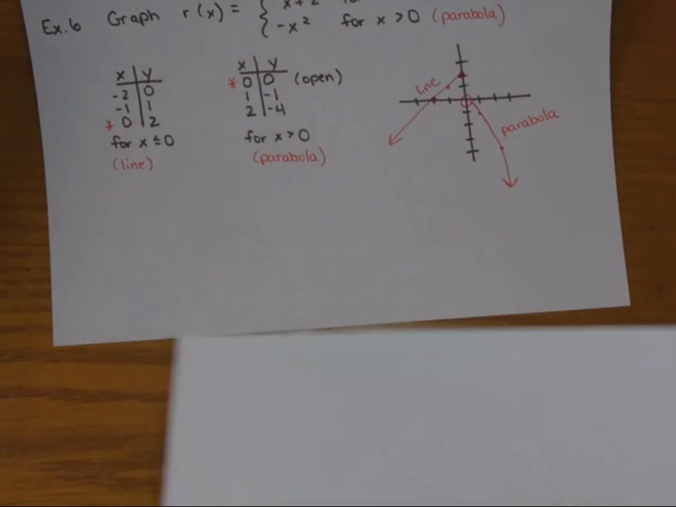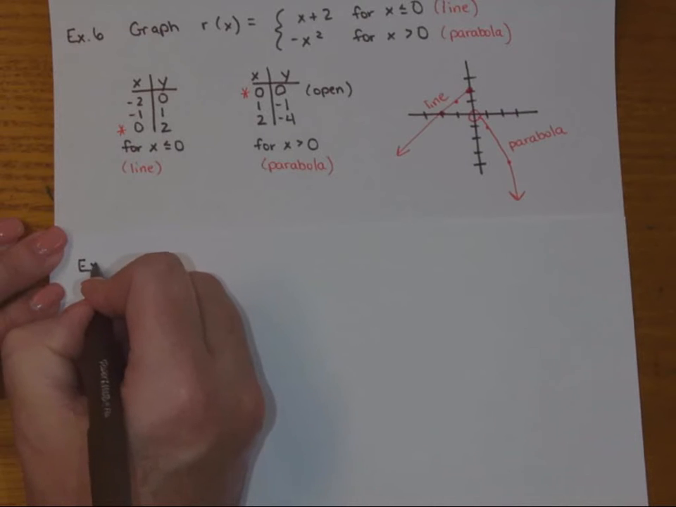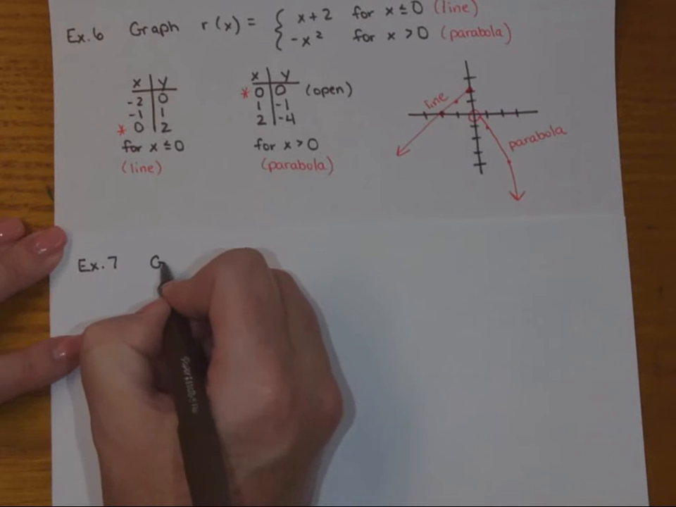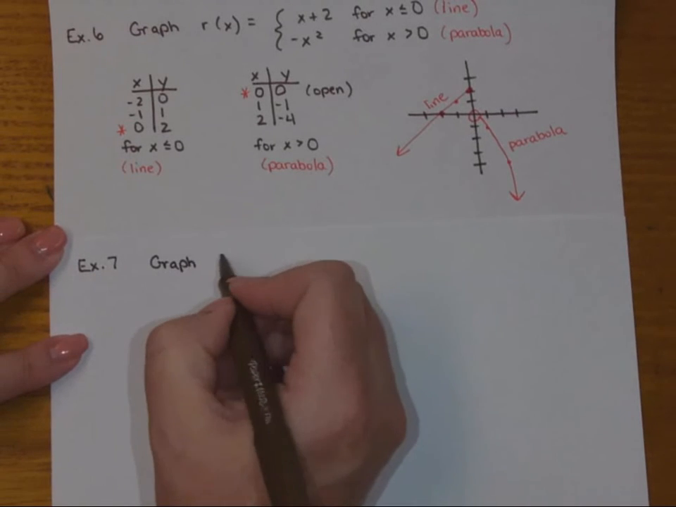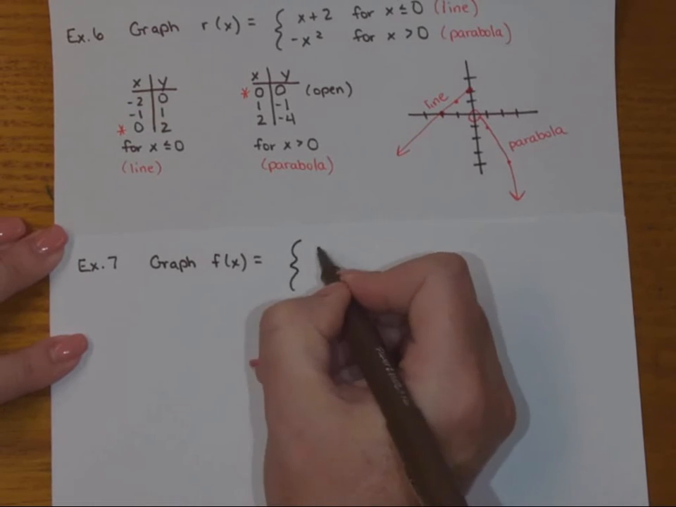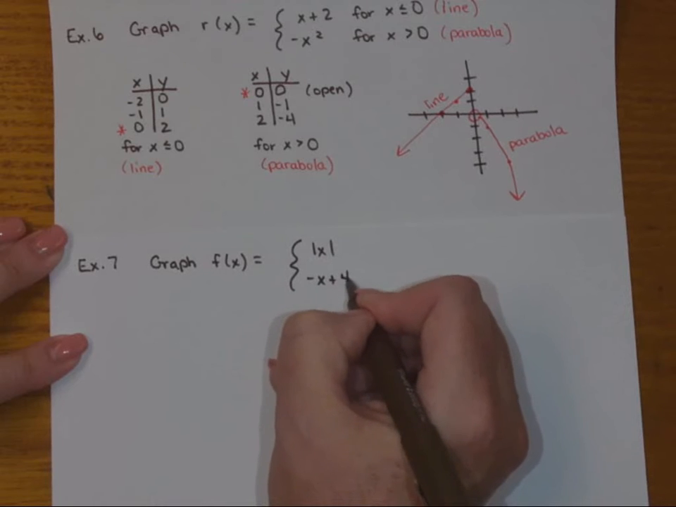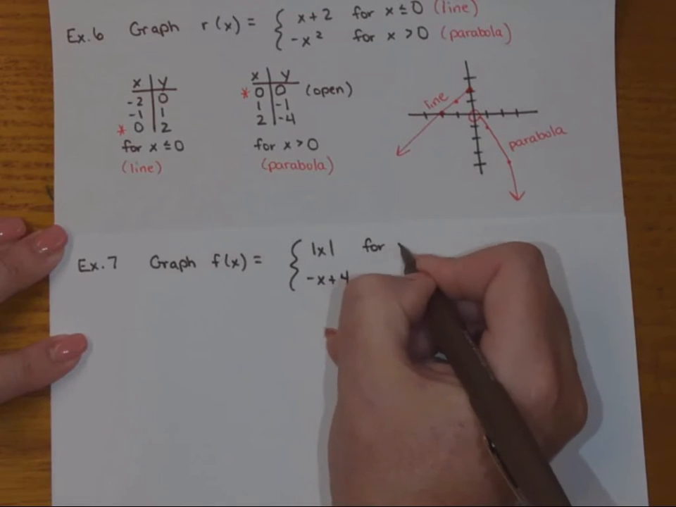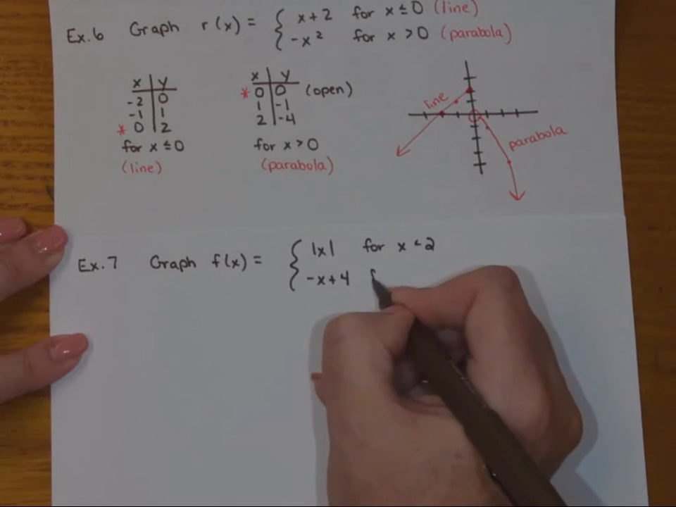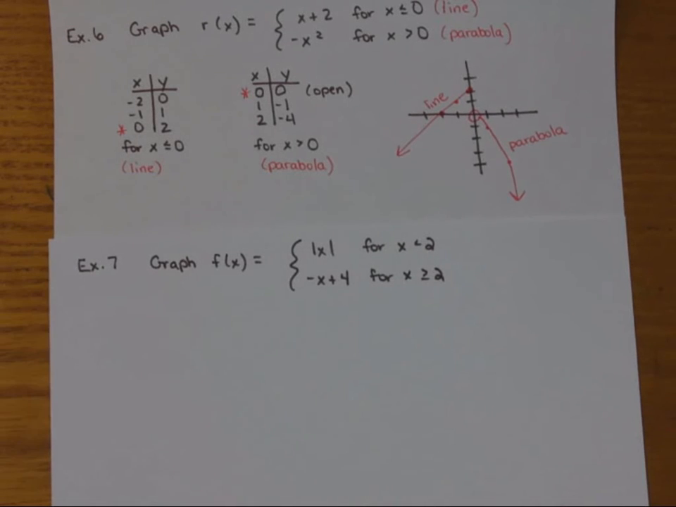Okay, so let's practice one more of those. And again, it's helpful if you already know what the graph shape you're expecting is, or shapes. So let's say that my two patterns are absolute value of x and -x plus 4. So we use the first pattern when x is less than 2, and we use the second pattern when x is greater than or equal to 2.